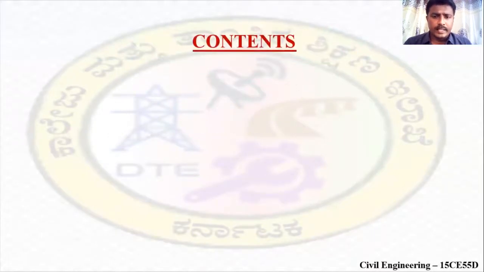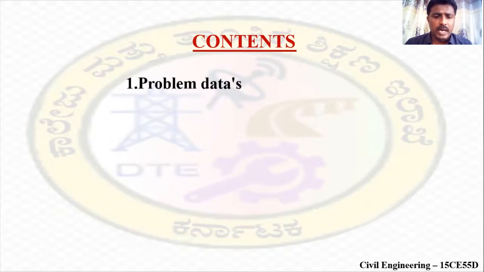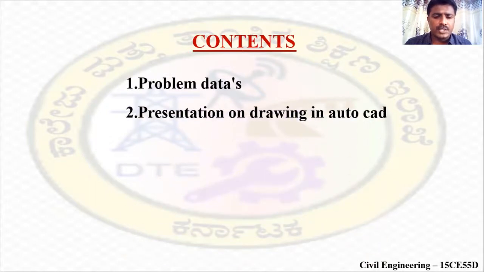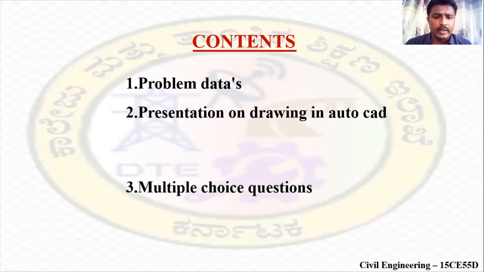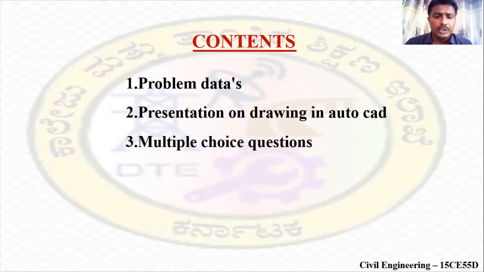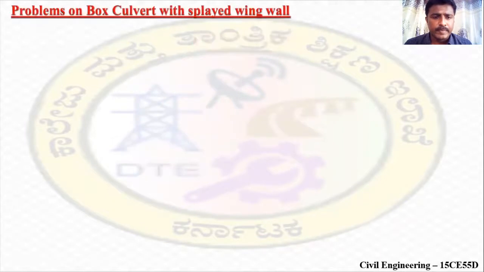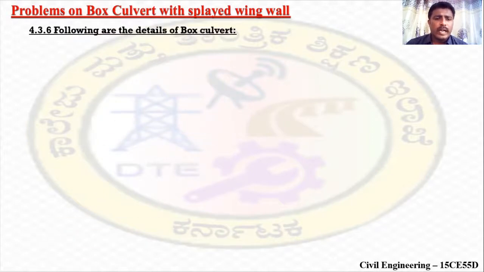So this is the content of my presentation. First, problem data. Second, presentation on drawing in AutoCAD. Then multiple choice questions and references. Next, I will move on to the next slide, the problem on box culvert with a splayed wing wall. Following are the details of the box culvert.